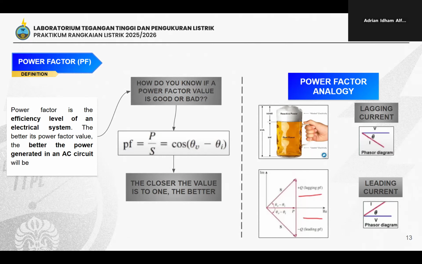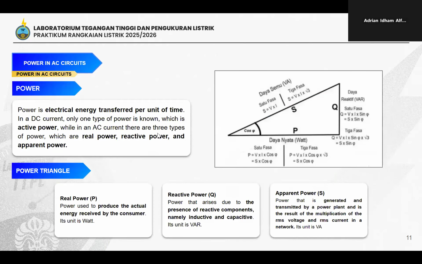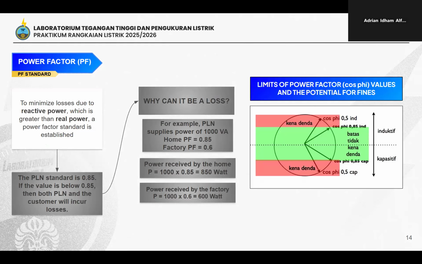Okay, next one. Before that, you can find the power factor with this formula. You can use P for active power and S for apparent power. Just that. Okay, next one.